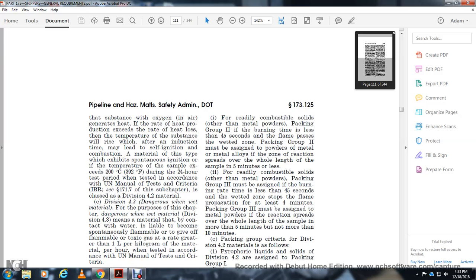Division 4.3, dangerous when wet. Materials of Division 4.3 are materials that, by contact with water, are liable to become spontaneously flammable or to give off flammable or toxic gas at a rate greater than 1 liter per kilogram of the material per hour, when tested in accordance with the UN Manual of Tests and Criteria.